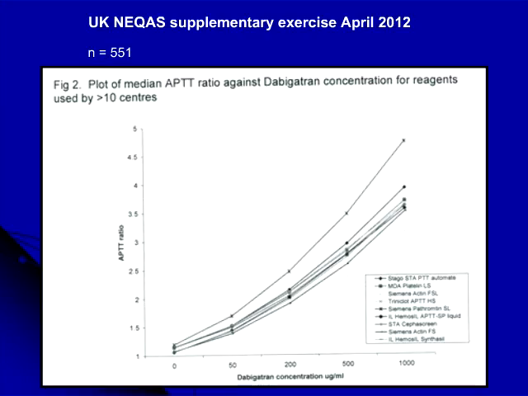And this data has been presented by Steve Kitchen from NOACs already at this Congress on Monday, and it just shows this considerable variation between reagents, and these were the reagents used by more than 10 centres, and as you can see at a Dabigatran concentration, the APTT ratio can be anything from less than 2 to greater than 2.5.